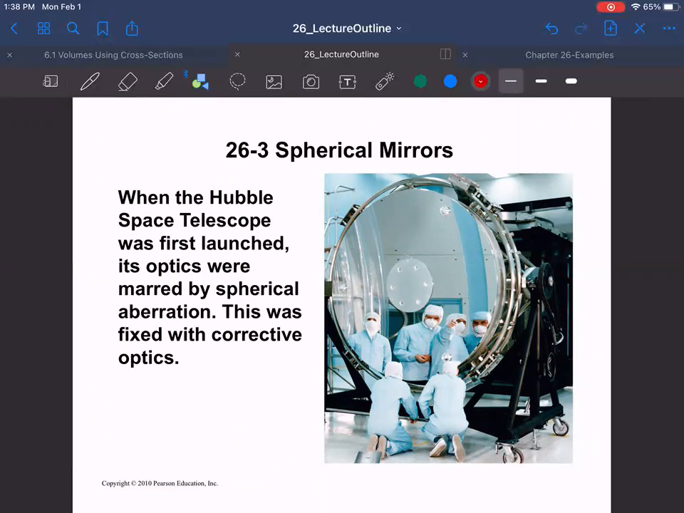There you go, Hubble telescope. And it's a reflecting telescope with the mirrors in it. Okay?